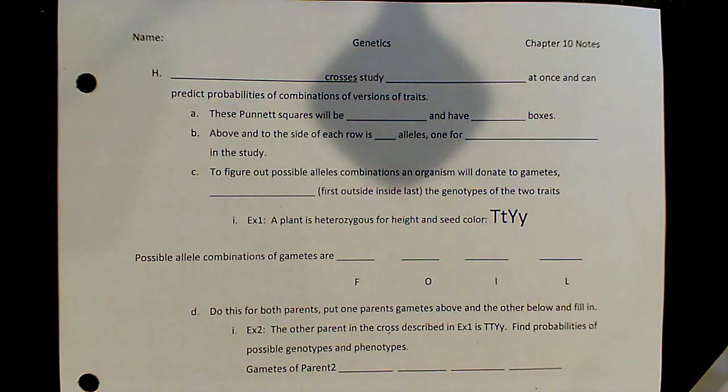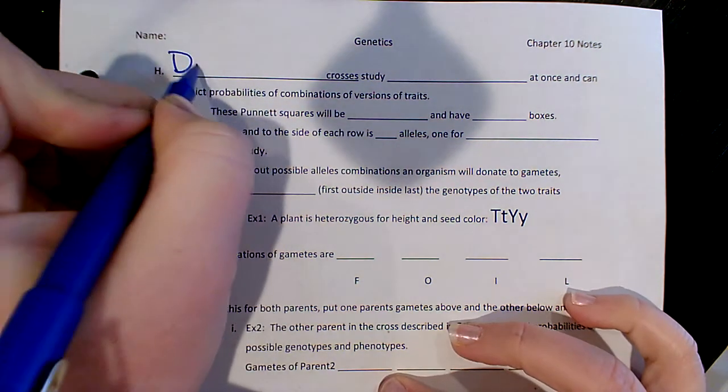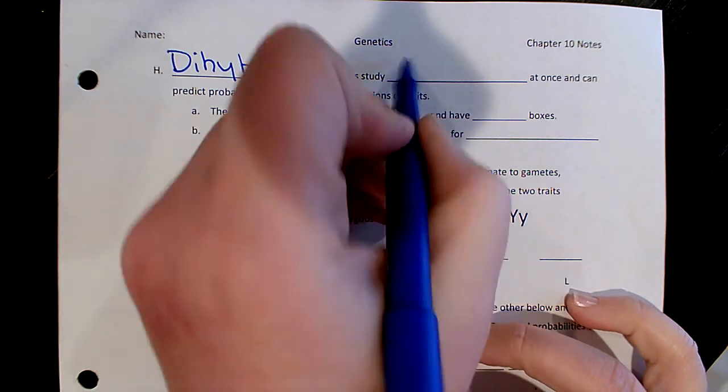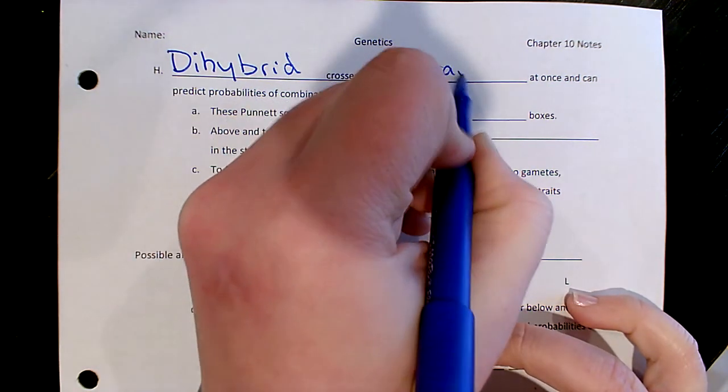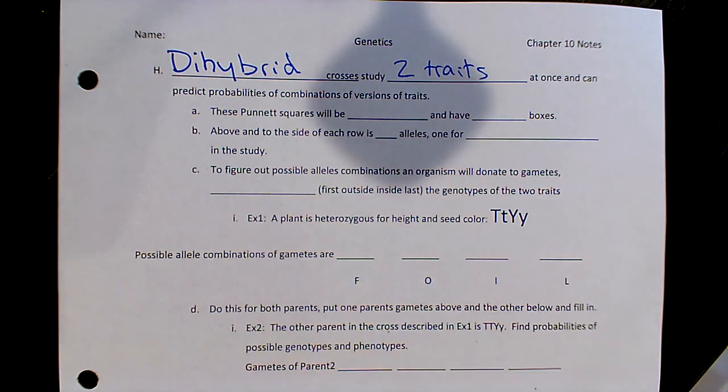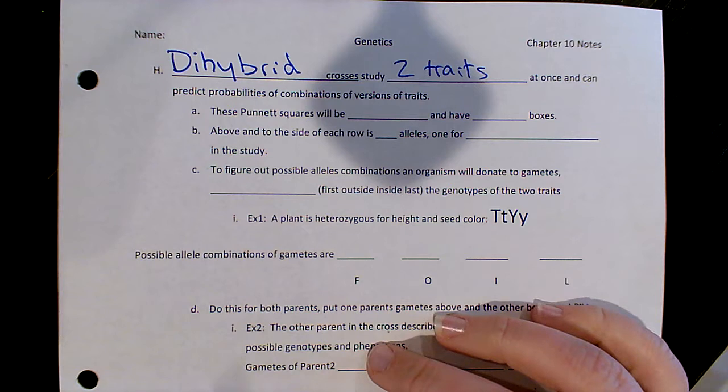All right, last page of 10.1. So we finished monohybrid crosses on the last page. So these are going to be called dihybrid crosses because they study two traits at once. So we're going to look at if I crossed a pea plant that was tall and produced purple flowers with one that was short and produced white flowers, what are all the probabilities of those combinations?